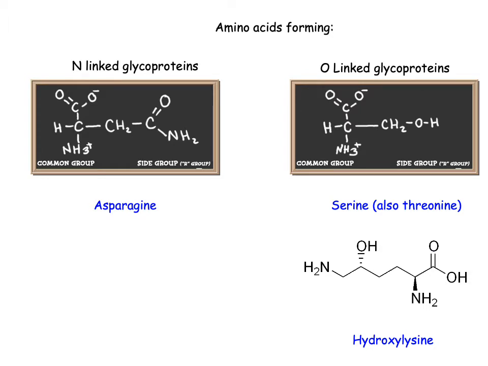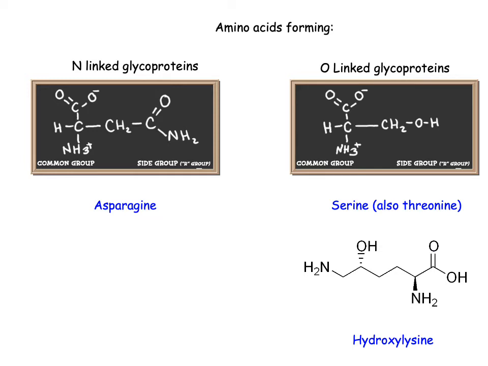Okay, so the carbohydrates can be linked to amino acids in two different ways. And one we call the N-linked glycoproteins, the other the O-linked, because they're either attached to the nitrogen on the asparagine, shown on the left, or the hydroxyl group, in the case of the O-linked glycoproteins, of serine, and also the hydroxyl group on hydroxylysine.